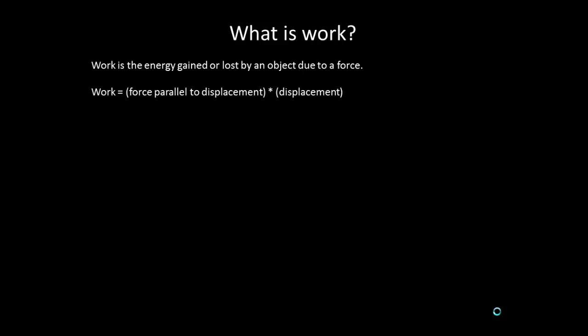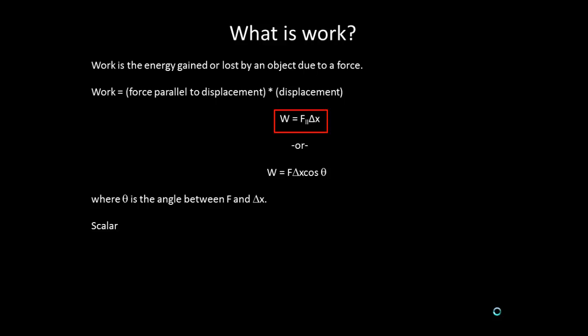Work is equal to the force parallel to displacement times the displacement. And this is a good equation to have on a note card. Work equals force parallel times displacement. That's what those little two bars mean, parallel. You can also say that work is equal to force times the displacement times cosine of theta, where theta, the angle, is between the force and the displacement.